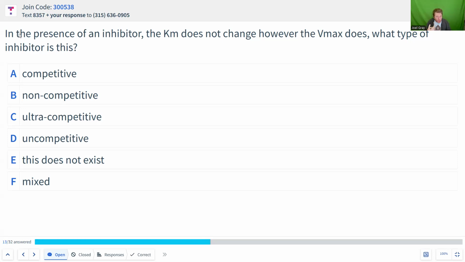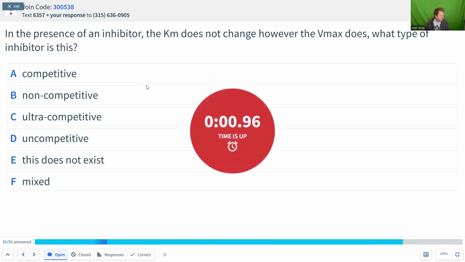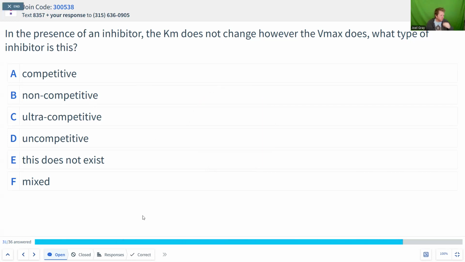If it's in quadrant 2, it'd be mixed. If it's in quadrant 3, that would be mixed. So we're left with either uncompetitive or non-competitive. And what is the uncompetitive incapable of doing? And what does that plot look like? I think that's a good way to answer the question. Okay, we got 32 answers. We're going to check the correct one.